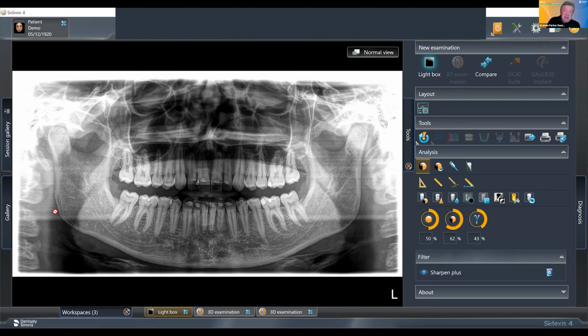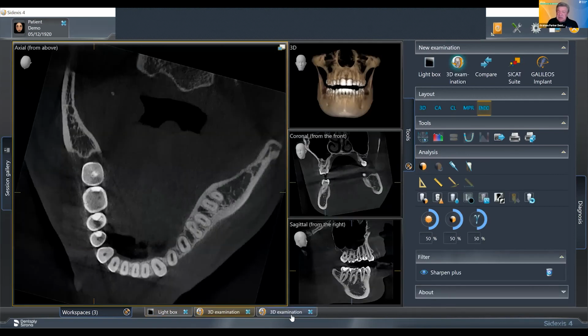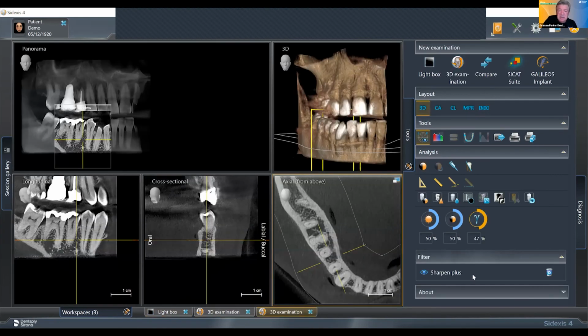So we'll have a quick look at a 3D image now. This one shows some high definition images. This is a 5x5 field of view. Navigation is really simple, and even if you've never used digital software before, inside about 20 minutes you'll soon get the hang of using this.